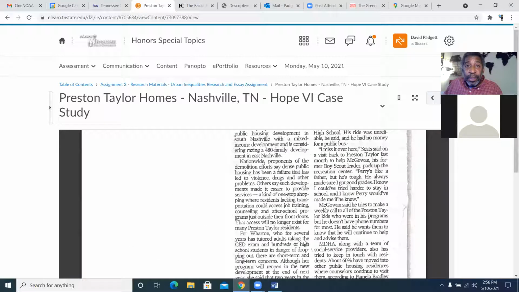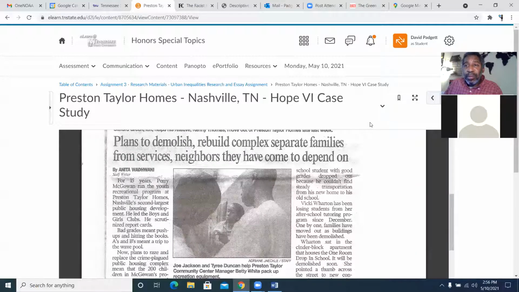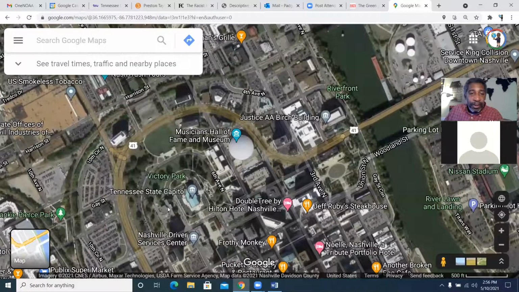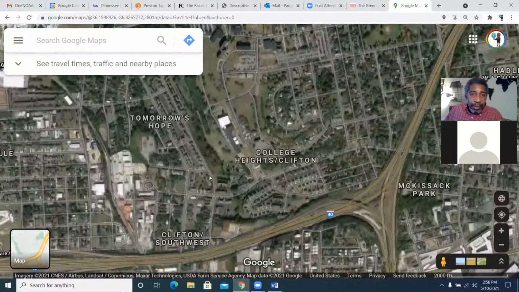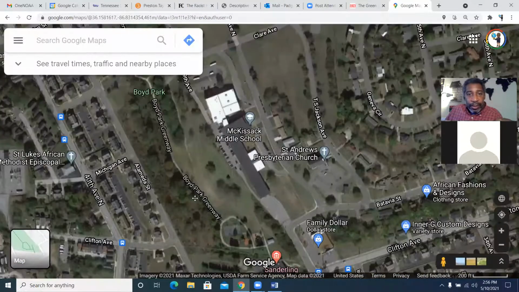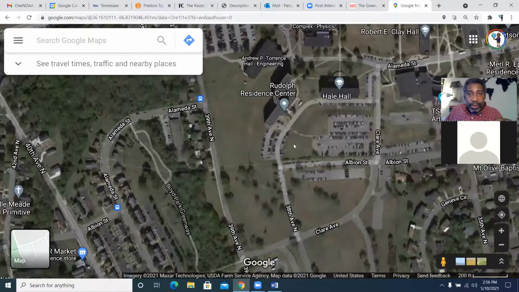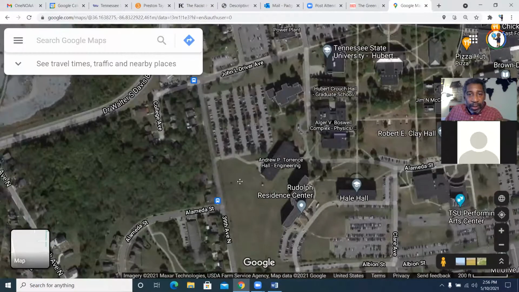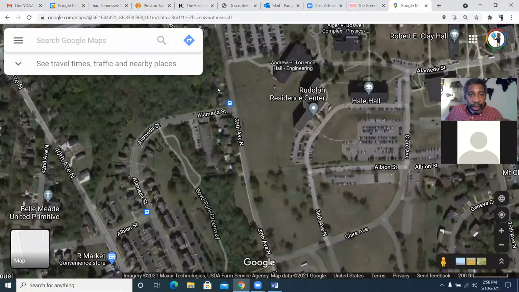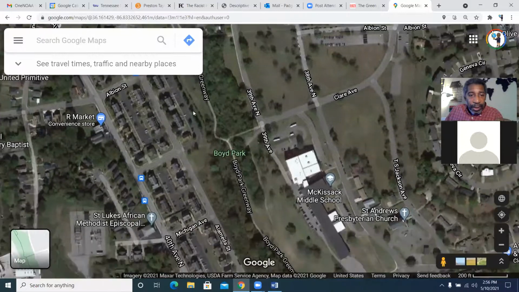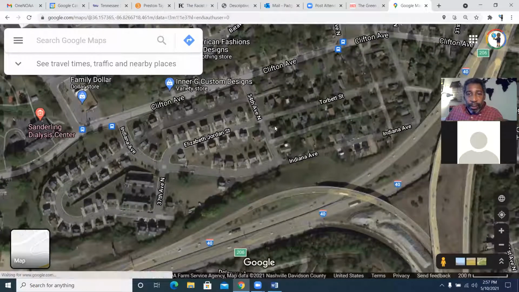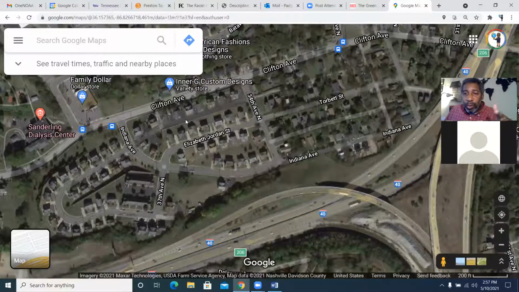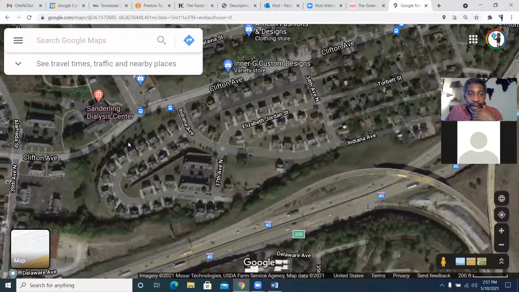And then you wind up with, I don't know if you can really see it on Google Maps, but certainly it's not the same. So here's where Preston Taylor Homes used to be. Here's McKissick Middle School. Here's TSU. There's Rudolph Hall, the engineering building, and all of this over here, all down here, was a big public housing project, bricks, the whole nine, like you usually see. Right now, it's these single lot homes here.